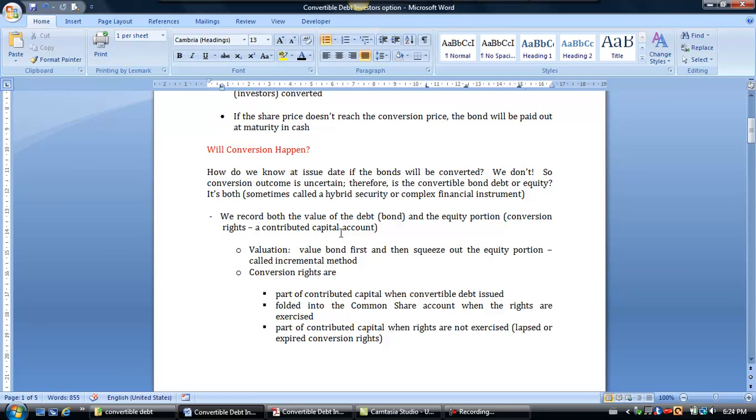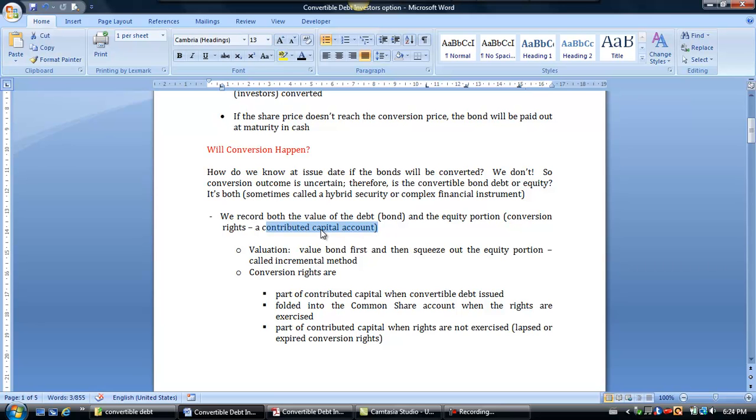One of the challenges we have as accountants is to determine how we are going to value the debt piece of the convertible bond and the equity piece. We normally call these convertible securities hybrid securities or complex financial instruments, when the convertible debt has a liability piece, which is the bond, and an equity piece, which would be the conversion rights. So we would record both the value of the debt, which is the bond, and the equity portion, called conversion rights, and those conversion rights are in fact contributed capital. They're in the shareholders' equity section, usually as part of other contributed capital.